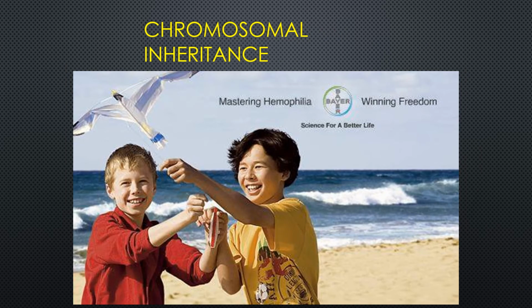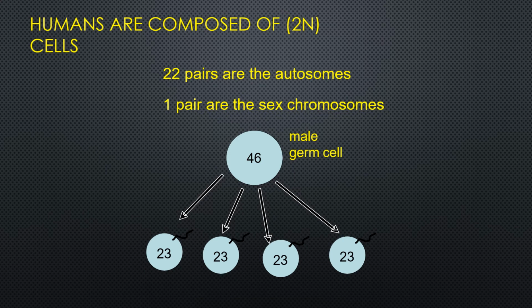Okay, so chromosomal inheritance. What we've been talking about so far has all been a part of our autosomal chromosomes. And most of our chromosomes are autosomal, right? 22 pairs of them. But there's one pair that are sex chromosomes. And so through meiosis, we wind up with half the DNA.